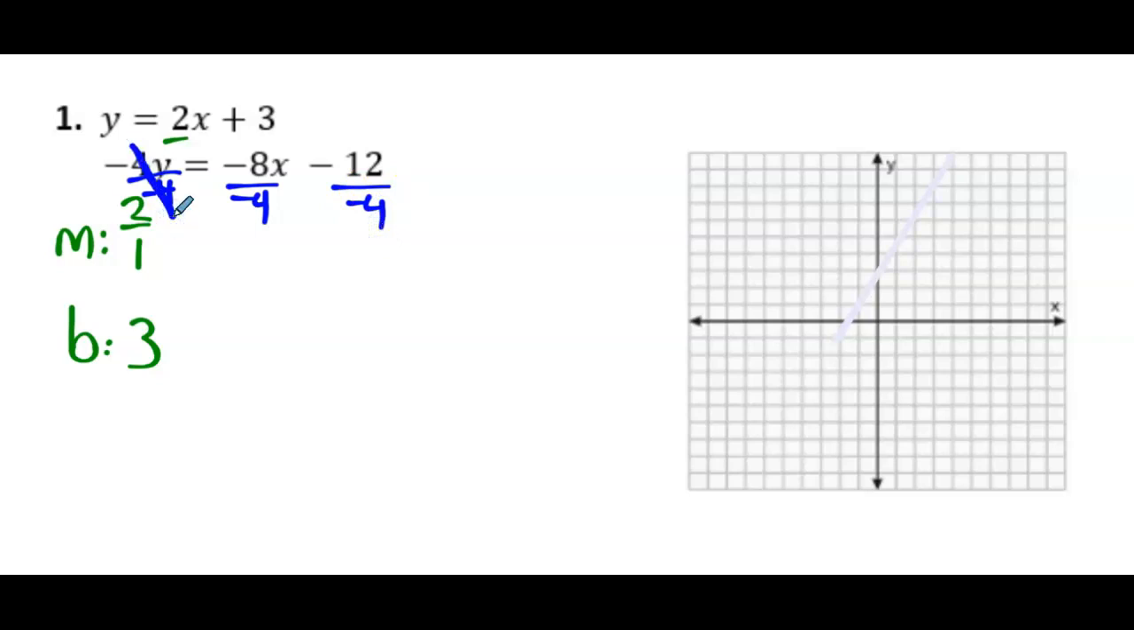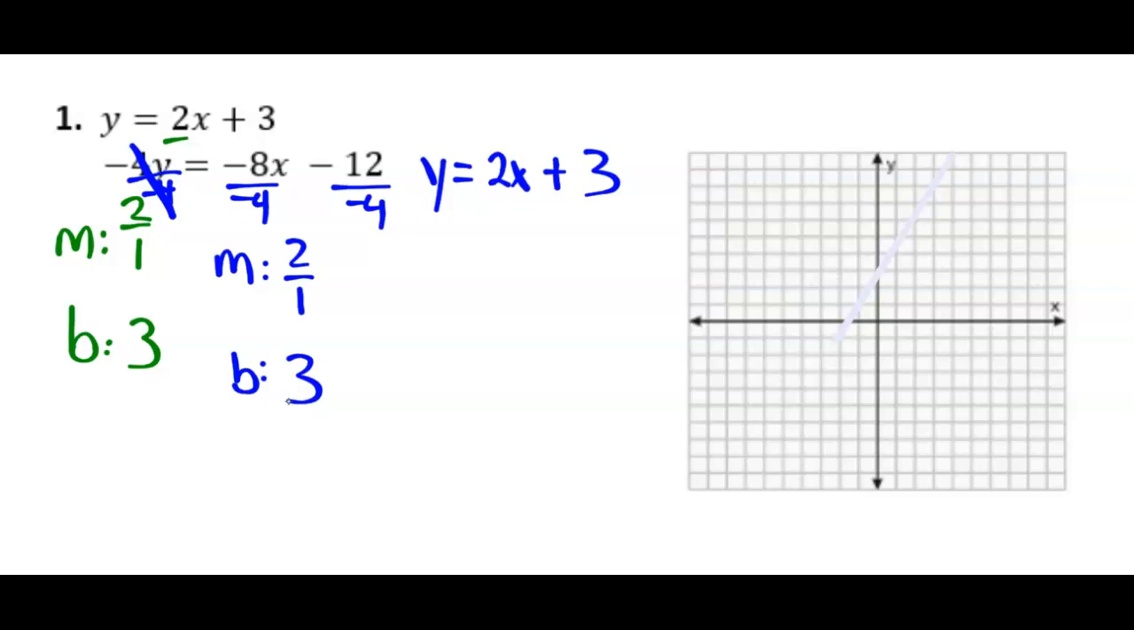This will cancel so that I've got y equals -8 divided by 4 is positive 2. -12 divided by -4 is positive 3. Look at that. You will see that our m and our b are the same.